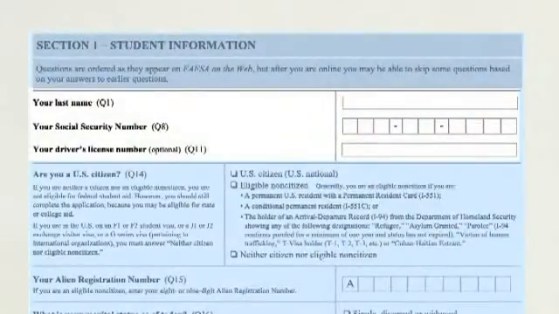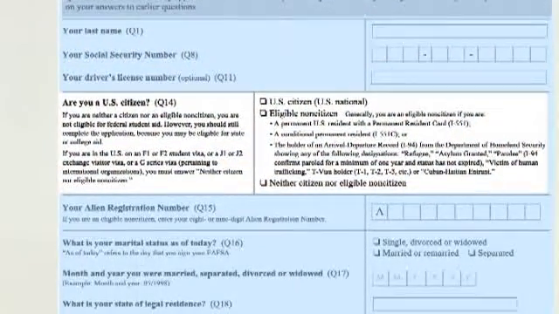What if I don't have a driver's license for the next question? If you don't have a driver's license or an identification card for the next question, question 11, just leave this question blank. Question 14 asks if you are a U.S. citizen. If you're not, you may still qualify for financial aid if you're an eligible non-citizen.